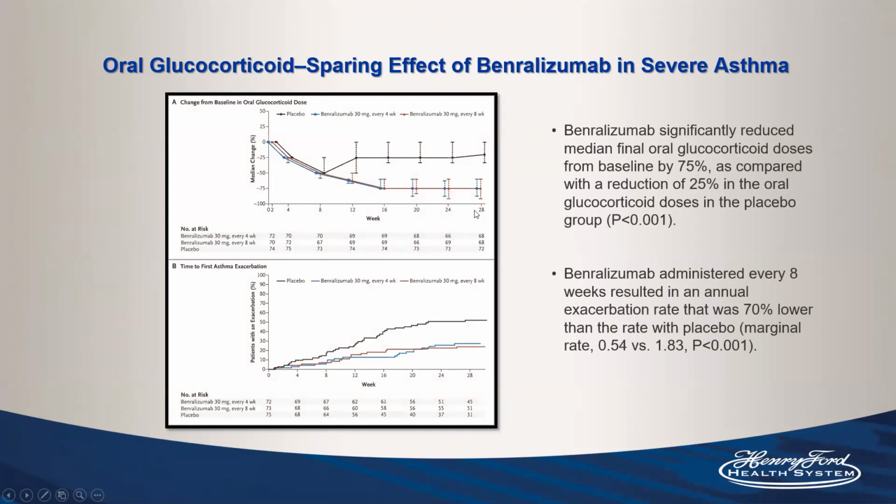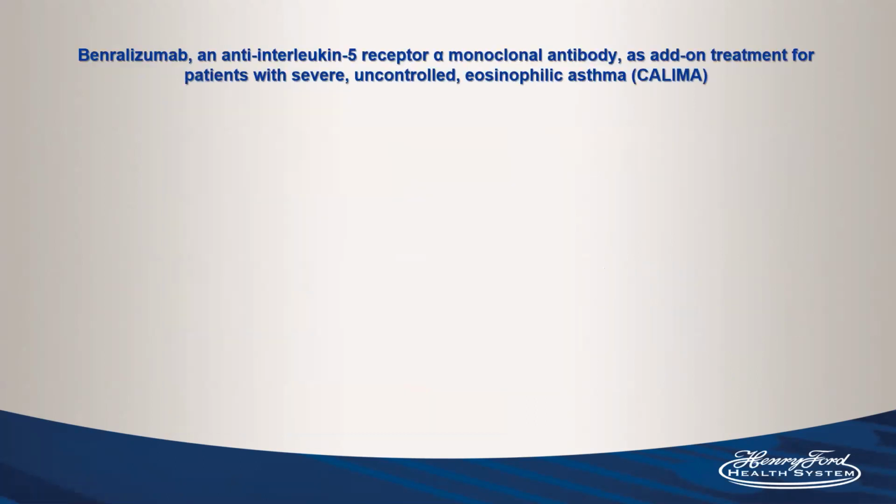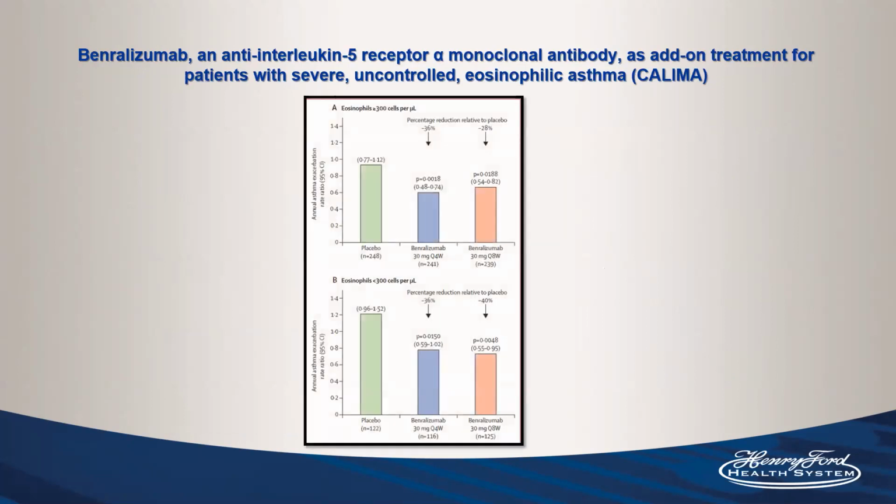Again, in this study, it significantly reduced median final oral glucocorticoid doses from baseline by 75%. So it was good for sparing patients from oral corticosteroids. Every 8 weeks, it resulted in an annual exacerbation rate that was 70% lower than the rate with placebo, which is good for somebody who has severe asthma. Again, annual exacerbation rate is significantly lower whenever you take that medication.